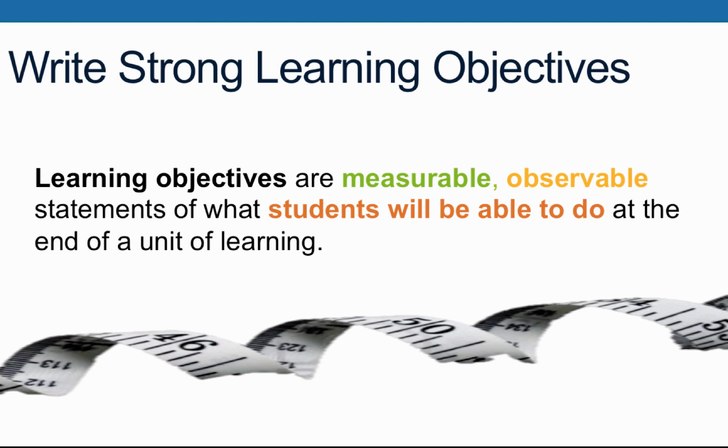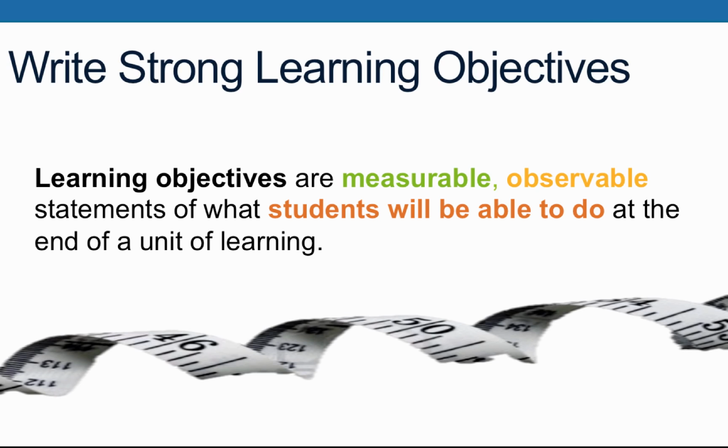Now that we've learned how to use Bloom's taxonomy to help us write learning objectives, and as you work through developing a course design matrix for your course, you should strive to write strong learning objectives. As we learned in the other video on course and learning objectives, objectives are measurable, observable statements of what students will be able to do at the end of a unit of learning.